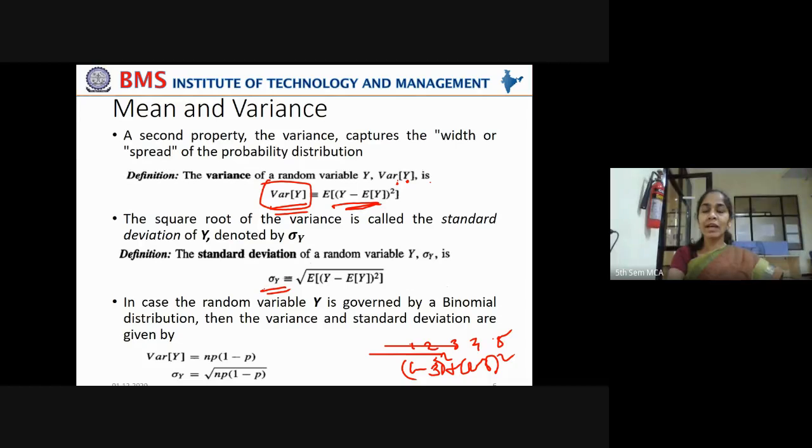And that is represented as, instead of divided by 5, you write it as expected value, because it is nothing but the mean. So the expected value of the deviations of each value y from the mean of the values of y, squared and added, then find the mean. That is nothing but the variance of y. Got it? That explains the width or spread of the probability distribution.